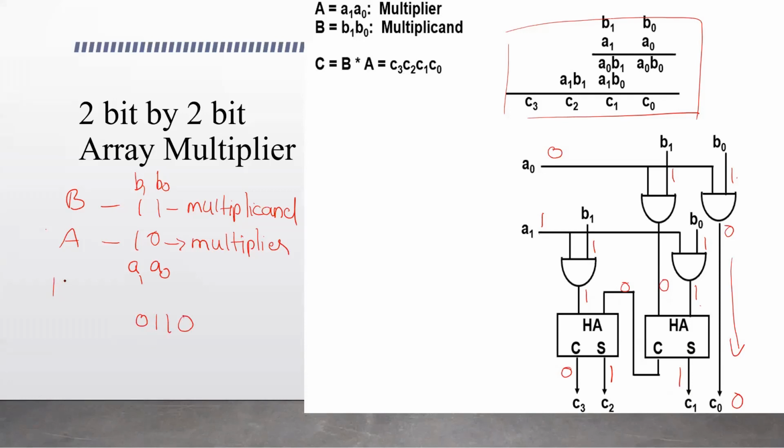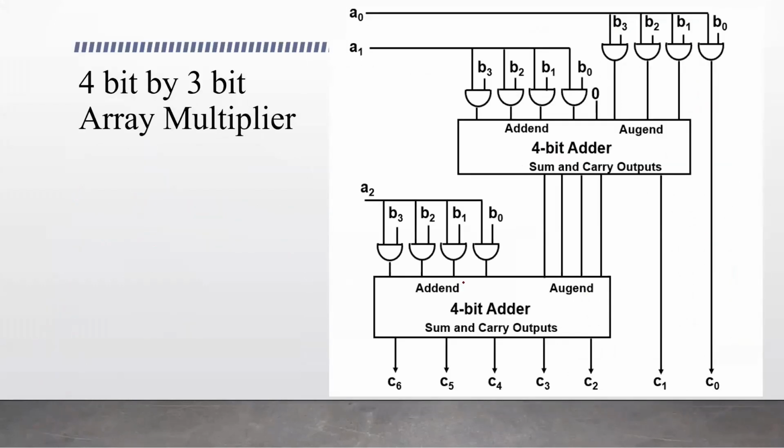When you multiply 1, 0, it is 0, 0, 1, 1, 0, 1, 1. That is 0. So this multiplication is implemented using AND gates. This is the 2-bit by 2-bit array multiplier. Now, A has 3 bits. Example, 1101 into 110. This is our multiplier A, and this is multiplicand B.